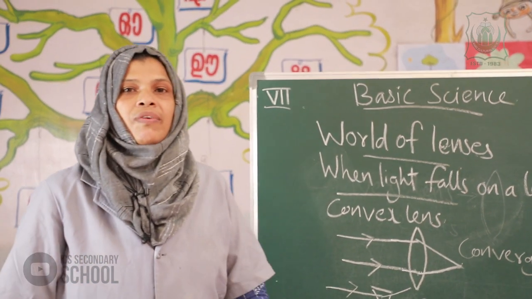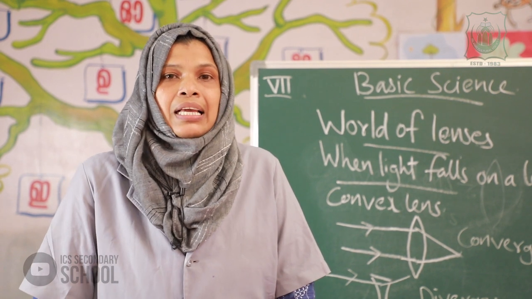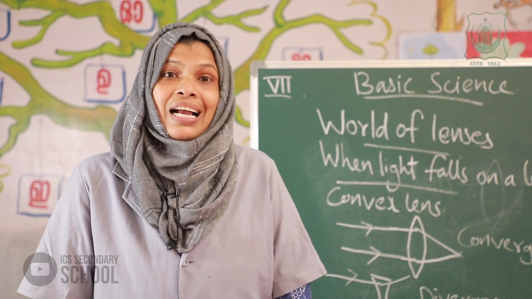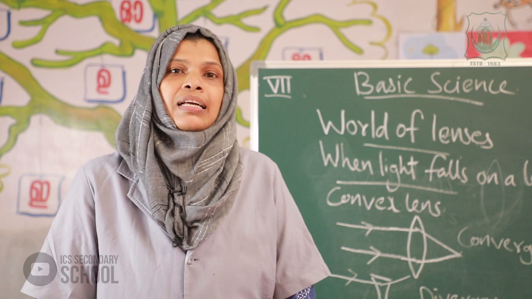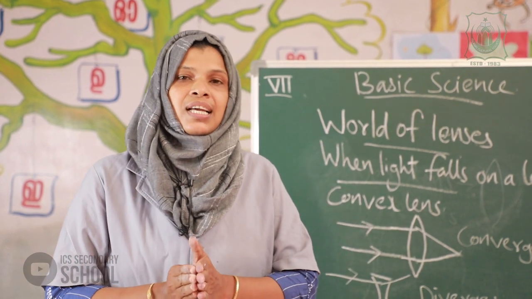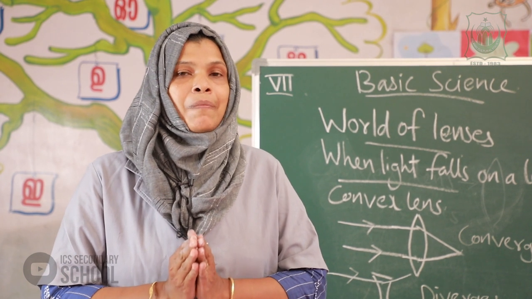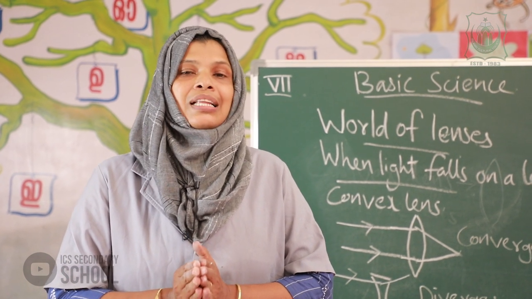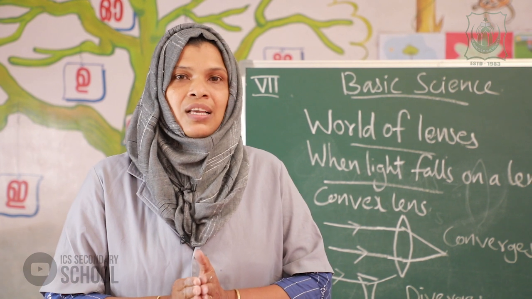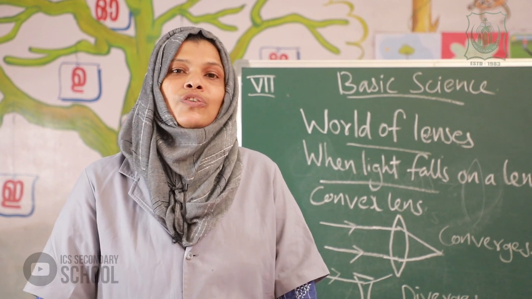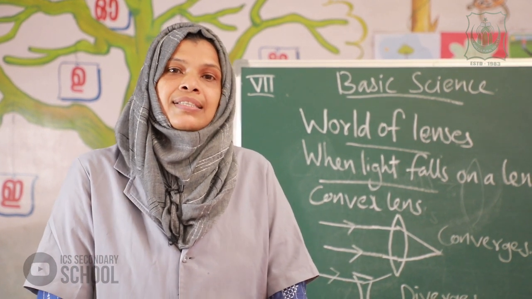A convex lens brings light rays passing through it close to each other. That means it converges. A concave lens separates the light beam passing through it. That means it diverges.